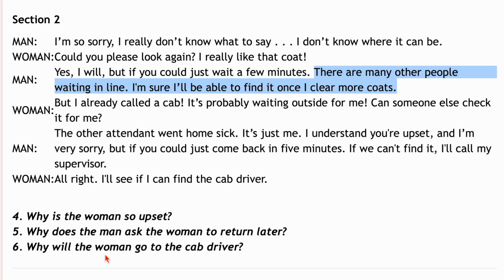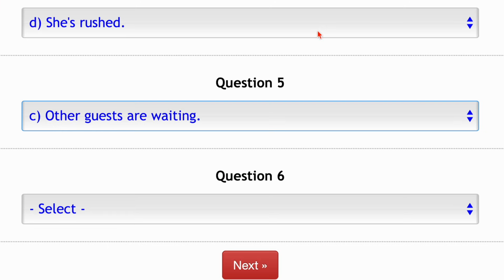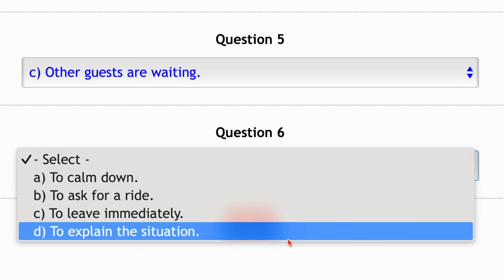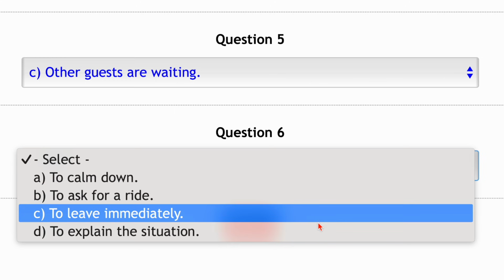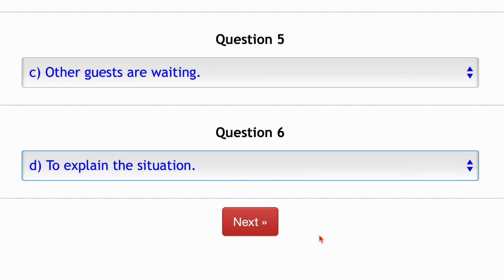Number 6, why will the woman go to the cab driver? Well, she wants to wait, right? Or she has to wait to calm down, to ask for a ride, to leave immediately, to explain the situation. Well, she's not going to leave because she's waiting for her coat, okay? And maybe she wants to calm down, but not ask for a ride because the cab driver is waiting, the taxi is waiting. So, probably to explain the situation about her coat missing, okay?